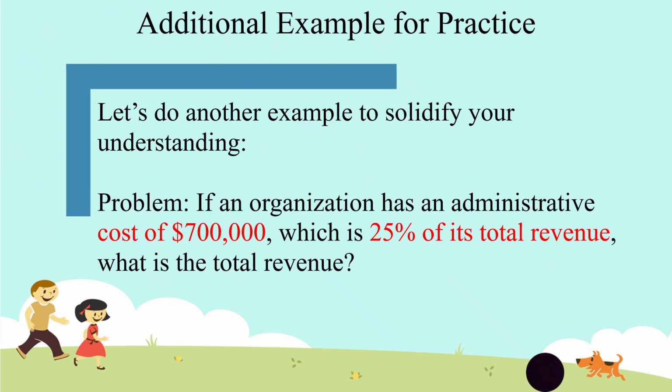Let's do another example to solidify your understanding. Problem: if an organization has an administrative cost of $700,000, which is 25% of its total revenue, what is the total revenue?